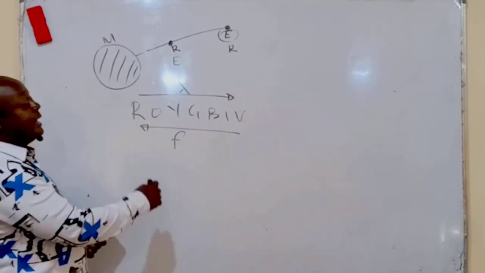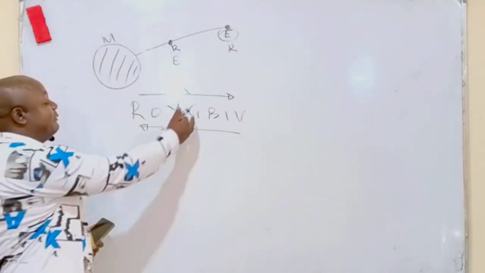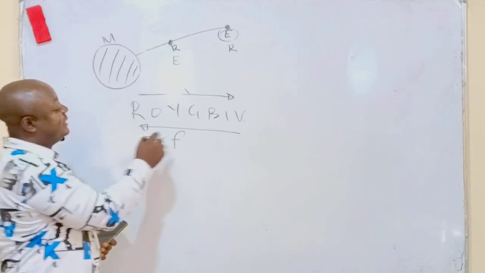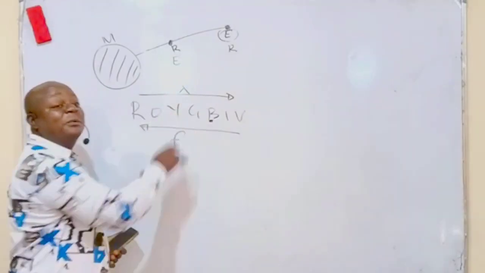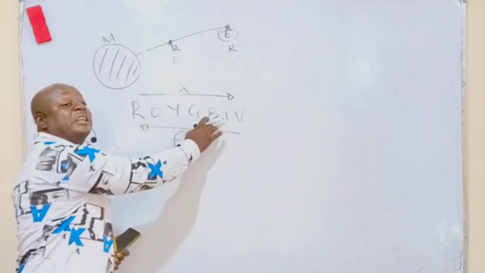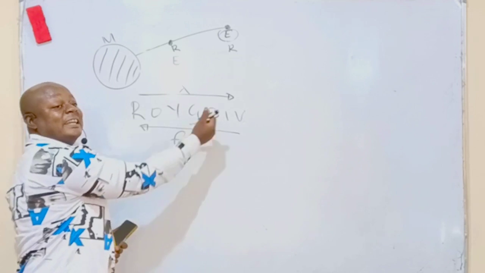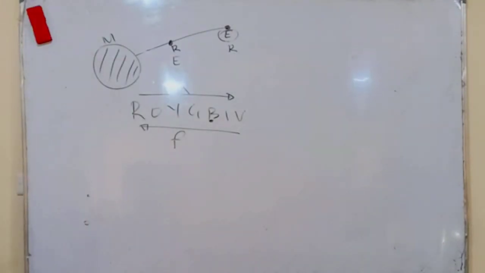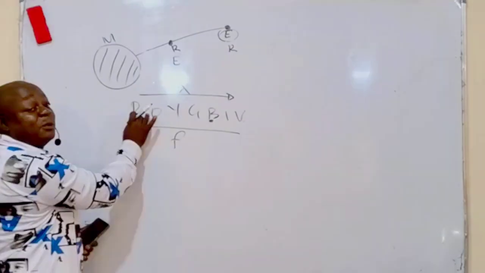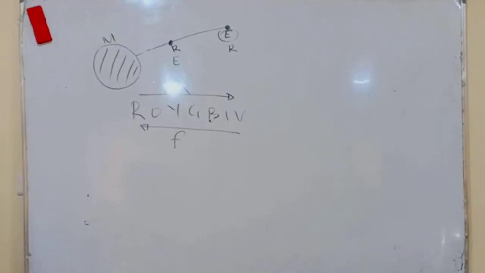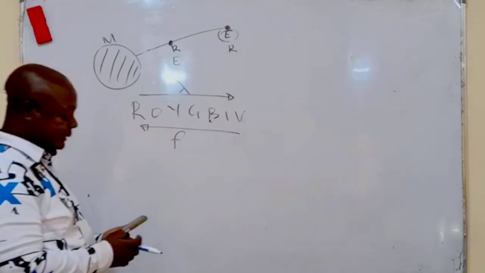A redshift is when the wavelength of the light moves towards red. A blueshift is when it moves towards blue. In a blueshift, the wavelength of the light will increase. In a redshift, the wavelength of the light will reduce. So if the wavelength is reducing, it's moving towards red. If the wavelength is increasing, it's moving towards blue. Okay? So we're going to have that.